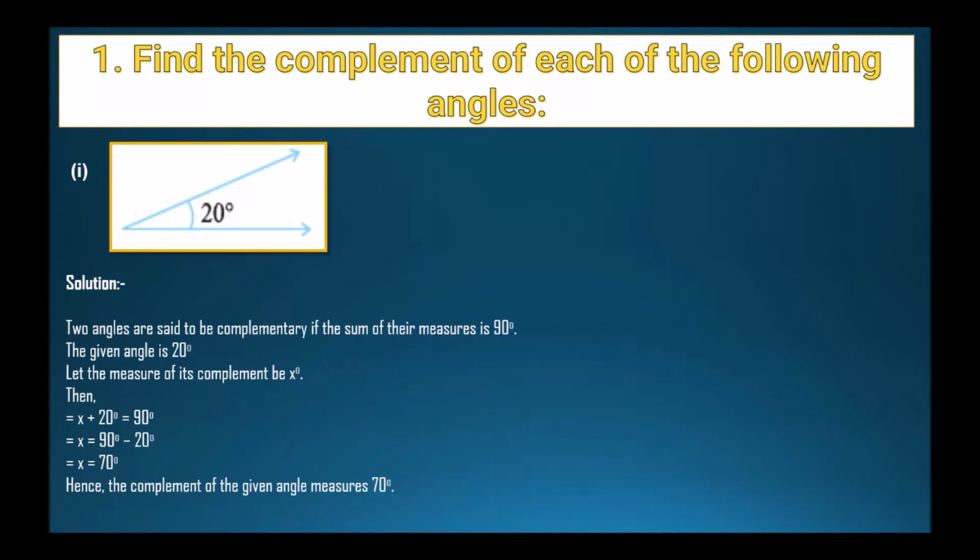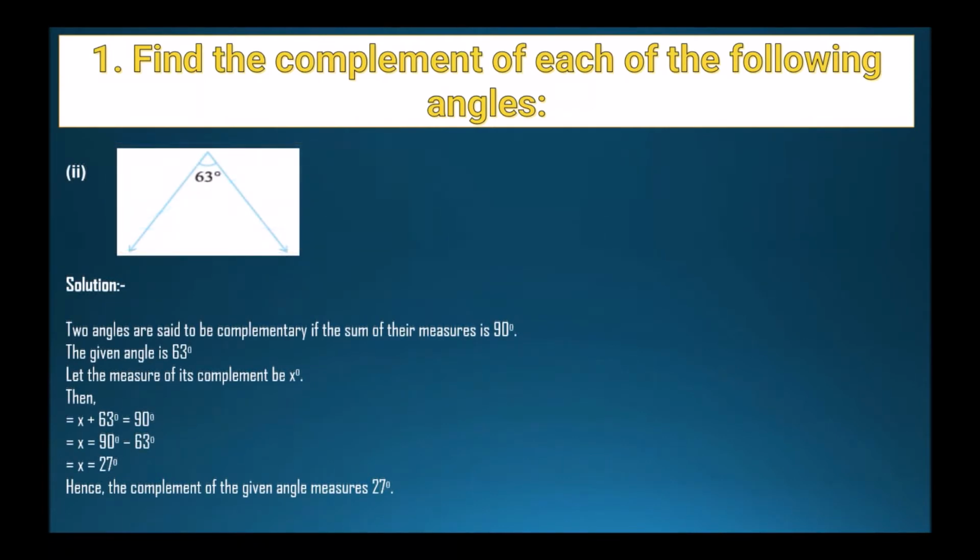Two angles are said to be complement if the sum of their measure is 90 degree. So we have to find the complement of 20 degree. Let the measure of its complement be x. So x plus 20 degree equals 90. This 20 we will bring this side. So 90 minus 20, that is x equals 70. So the complement of the given angle measure is 70 degree.